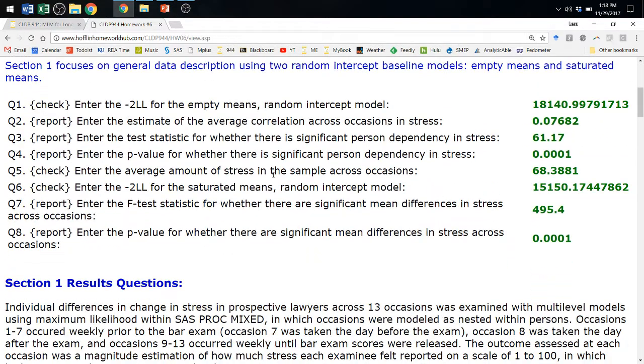So the computational questions for the most part went pretty well. Significant person dependency. That's the idea of interclass correlation. So you have a significance test for whether it's greater than 0, and you have an effect size for it, which is the interclass correlation.